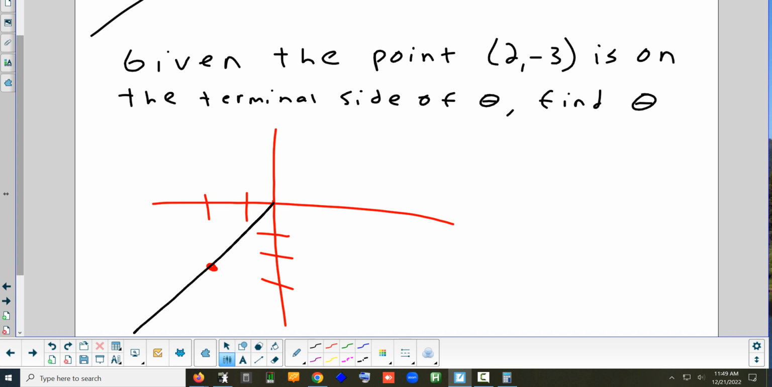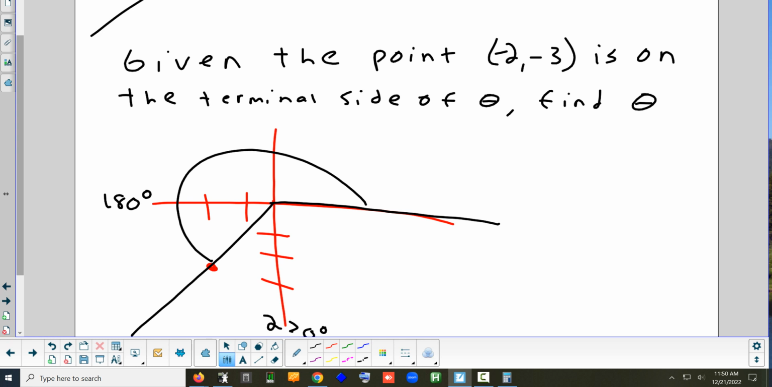So the point 2, negative 3 is going to be on the terminal side. So draw your terminal side. Initial side is always on the positive x-axis. And this is the question. What quadrant is... oh, wait a minute. I'm going to change that to actually do this problem. Let's make it negative 2, negative 3. What quadrant is negative 2, negative 3? 3. So I'm looking for an answer between 180 and 270.